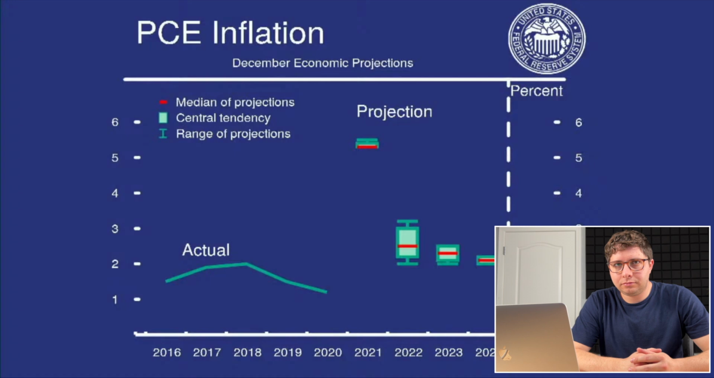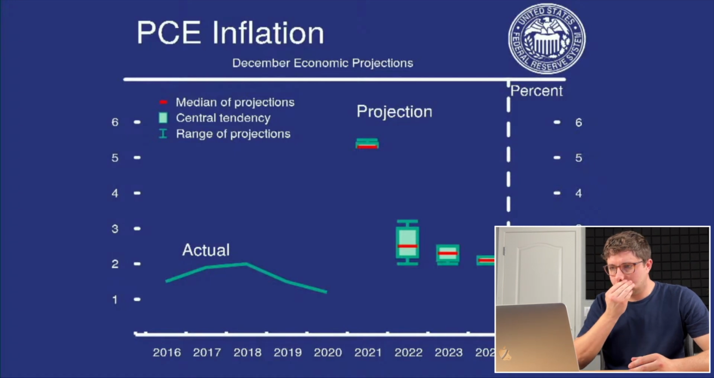The median inflation projection of FOMC participants falls from 5.3% this year to 2.6% next year. This trajectory is notably higher than projected in September.